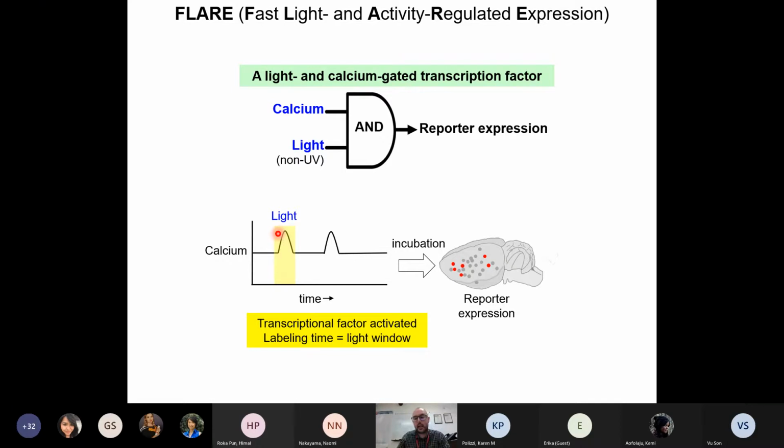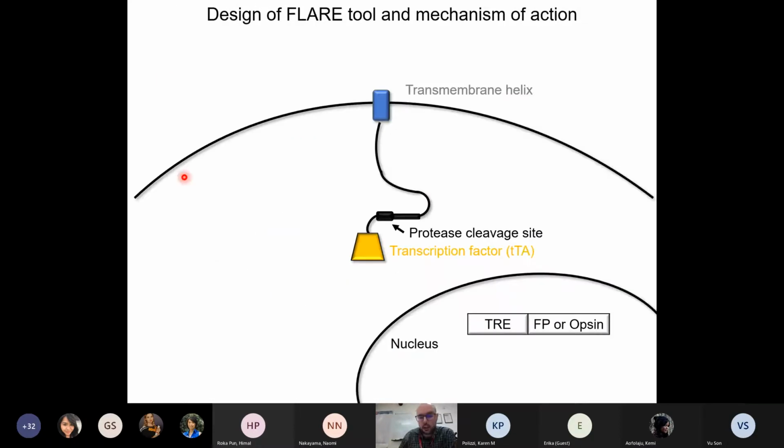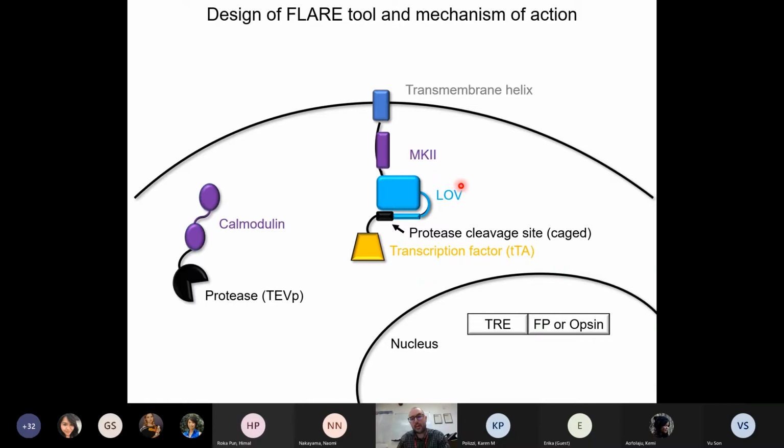And one question is, how do we build such a tool? Well, here what we have is our orthogonal transcription factor, for example, tTA, that is anchored to the plasma membrane. Therefore, it is incapable of going to the nucleus and doing its job, and we link it to a protease cleavable site, okay? This protease cleavable site is going to be caged by a LOV domain. LOV domains are small proteins from plants that are sensitive to blue light. Later, we incorporate the calcium sensitivity by fusing a calmodulin to the TEV protease, later I will say why, and then we have here the M13 peptide, okay?